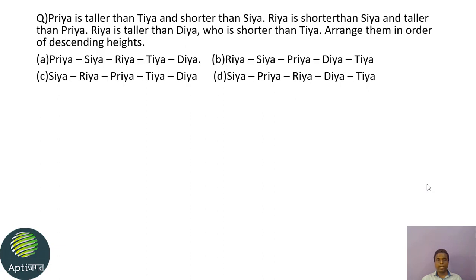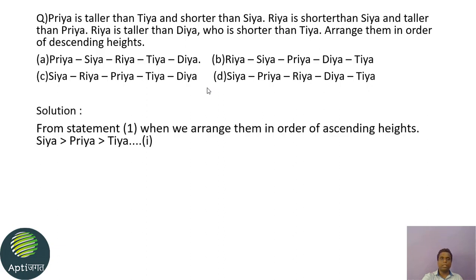Okay, descending heights means what do we require? We require the taller ones at the front and shorter ones at the back. Because what is descending order? We have to go in decreasing order, meaning the largest value should be at the initial position and the smallest value should be at the last. Okay, so we will make some conclusions from the given information.